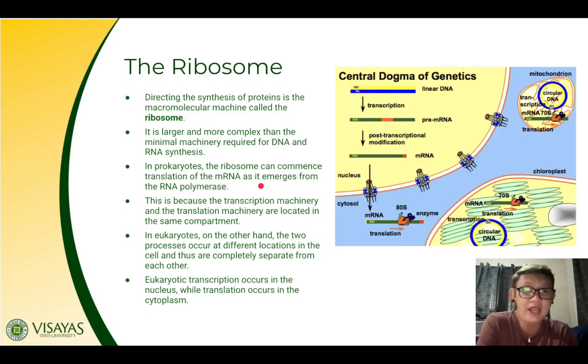In eukaryotes, on the other hand, transcription occurs in the nucleus and translation occurs in the cytoplasm. That's why transcription must be finished first. The messenger RNA will be carried to the cytoplasm for translation to occur. Unlike in prokaryotes, where even though transcription is not yet finished, they can already start translation.